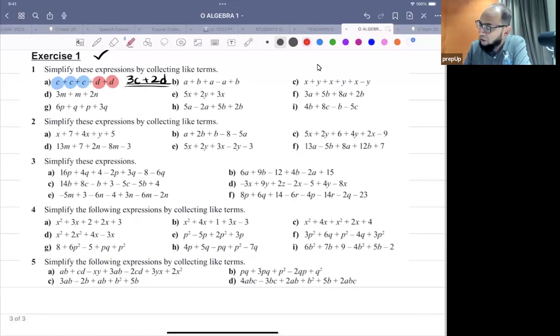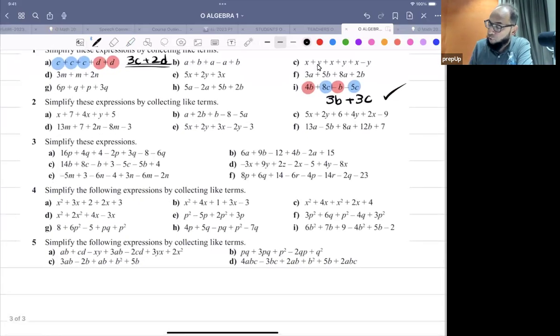Similarly, if we talk about the last part, that is, there is 4B, there is a negative B, then there is 8C, then there is a negative 5C. So 4B minus B, what does it become? That becomes 3B. And 8C minus 5C, that becomes plus 3C. So that's how these things are added together.